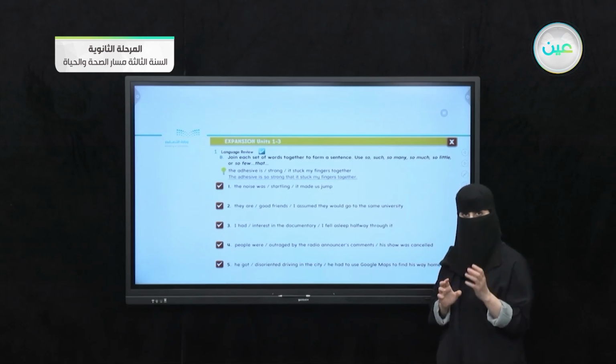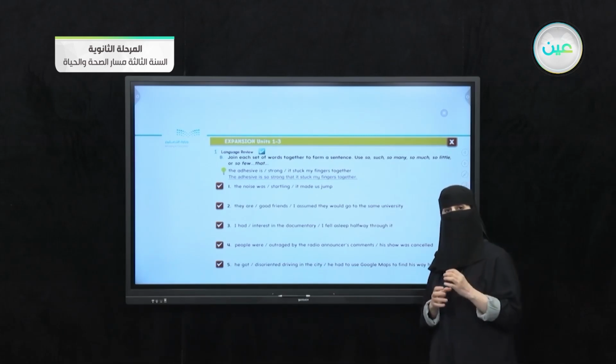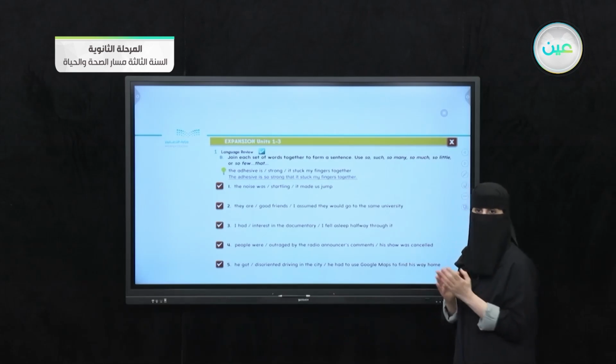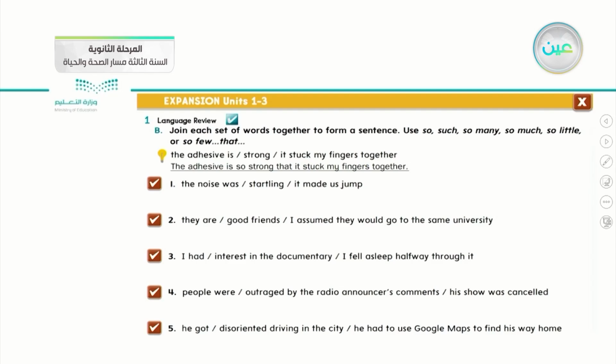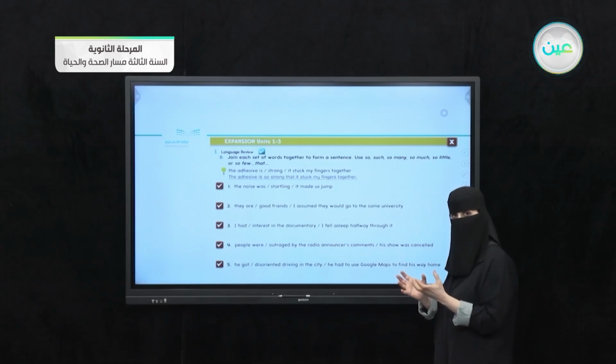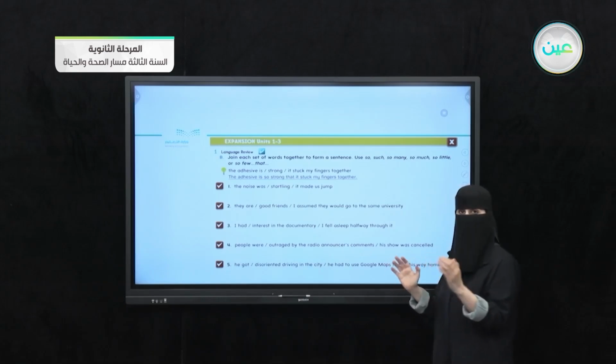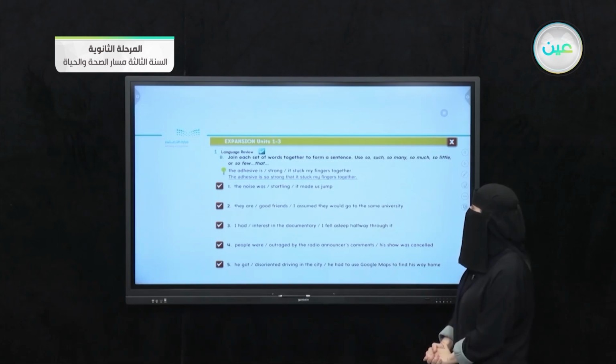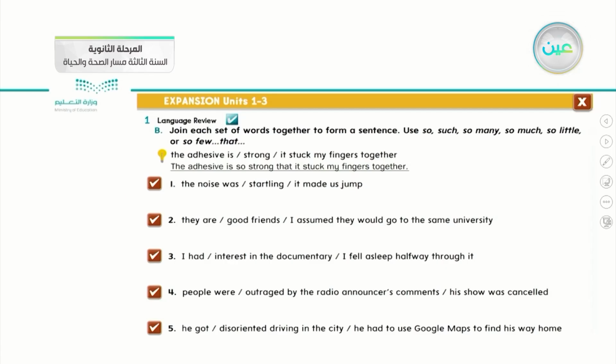We will bring these expressions, choose the one suitable for the sentence, and see which one is suitable and why. After that, when I want to complete the joining, before the effect of the sentence, I join it with that. Let's apply it with the first one as a model. Join each set of words together to form a sentence. So they want you to join these words together, to complete a whole sentence, using so, such, so many, so much, so little, or so few, then the conjunction that. Can we apply it together through this question?